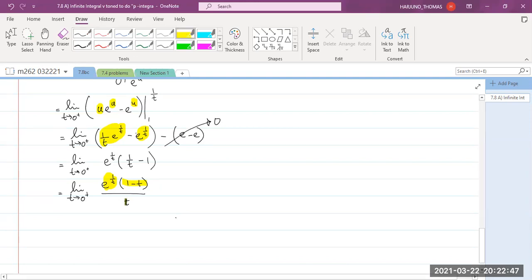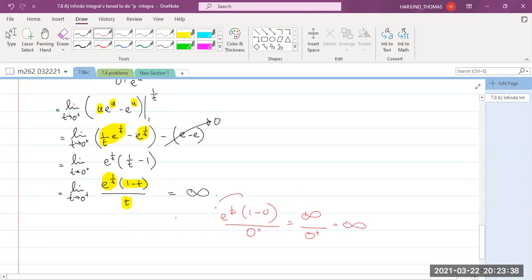How to say that? This will be 0 from the positive side. This will be 1, and this will be positive infinity. It's infinity to the infinity thingy, huh? Anyway, I think I can just stop here and call this infinity, because on the top I get e to the 1 over 0 positive. That's e to the infinity, 1 minus 0 over 0 positive. So this is infinity over 0 positive. That's positive infinity.